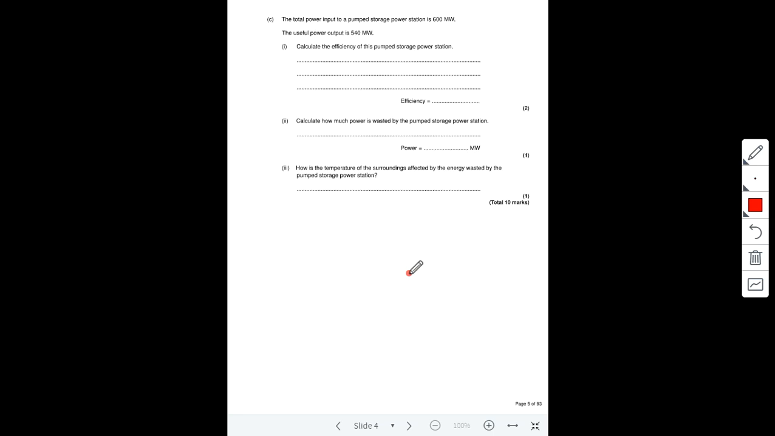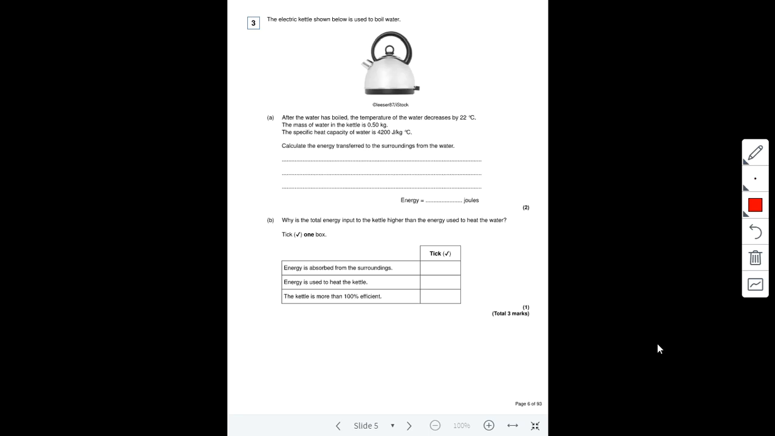Okay, for part C, how is the temperature of the surroundings affected by the energy wasted by the pump storage power station? Would the temperature increase? Yes, that's correct. Okay, question number 3.